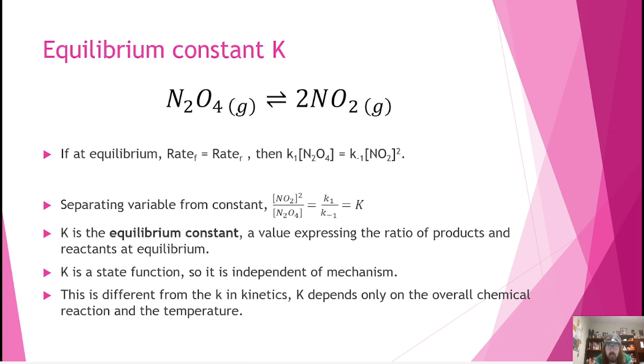Here's the neat thing. It's a capital K because K is a state function. That K is independent of the mechanism. It doesn't matter how many steps it takes to get to products. We only care about the final step and the initial step, the reactants and the products. So it's different from the little k. K depends only on the overall chemical equation. So we don't need to know how it occurs, we just need to know the balanced chemical equation.